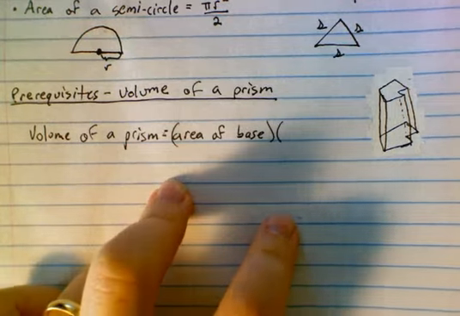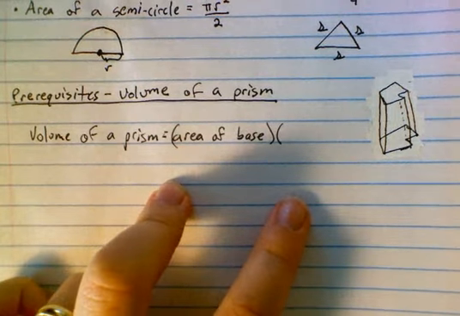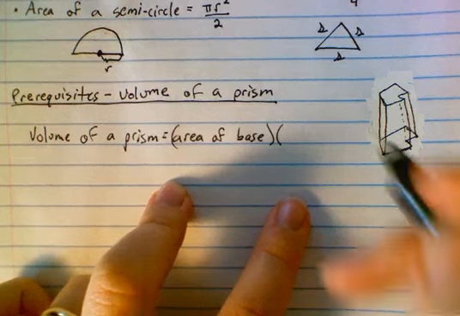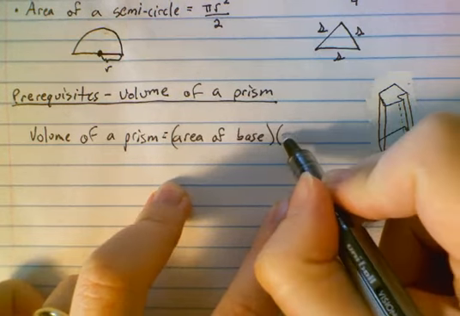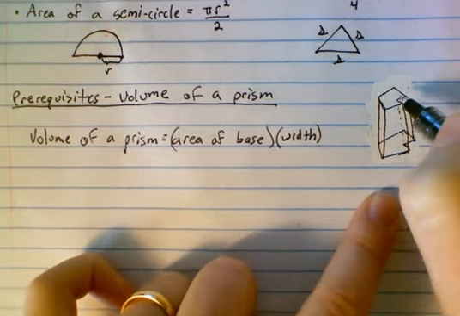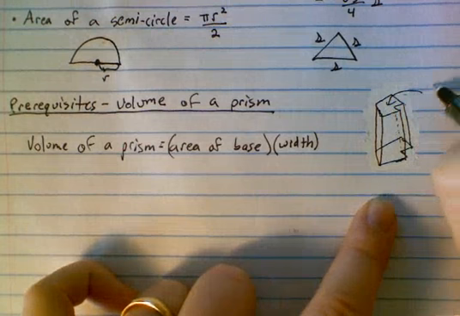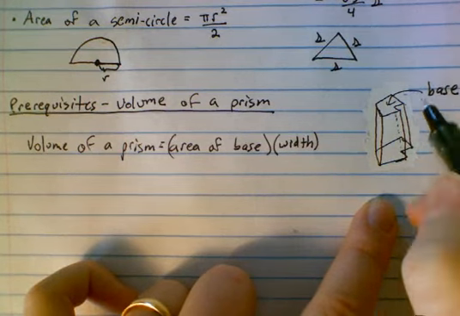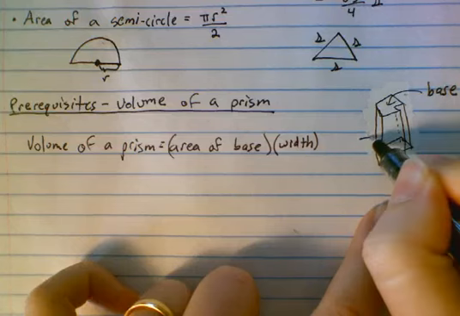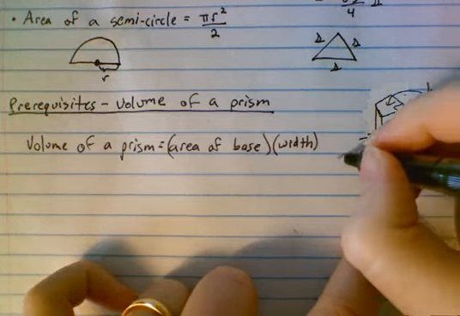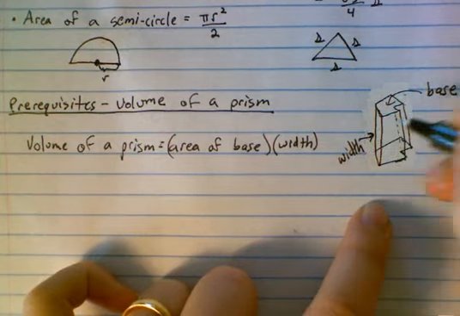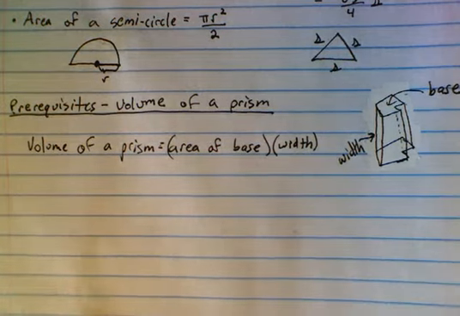times the height. I'm going to call this height the width because that's going to be consistent for the language that we've been using in the past. So even though you know this as area of base times height, just call it the width. It's the same idea. This is the base, this area right here, whatever the funky shape is. And then the height or the width is this right here. So this is true for everything.